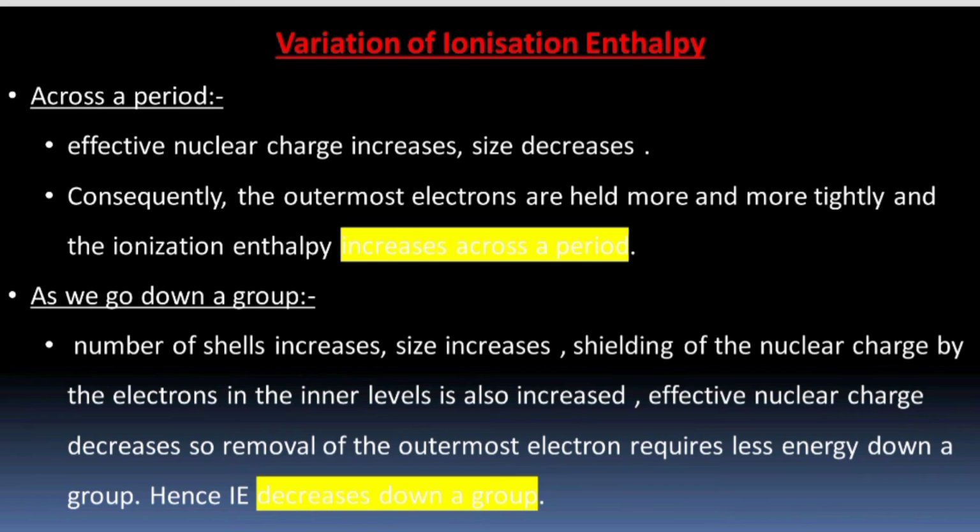As we go down the group, the number of shells increases, so the atomic size increases. The shielding of nuclear charge by the electrons in the inner level also increases, so effective nuclear charge decreases. So removal of the outermost electron requires less energy, and hence we can say the ionization energy decreases. In simple words, as we move down the group, the number of shells increases, the atomic size increases. Due to this, the ionization energy also decreases.